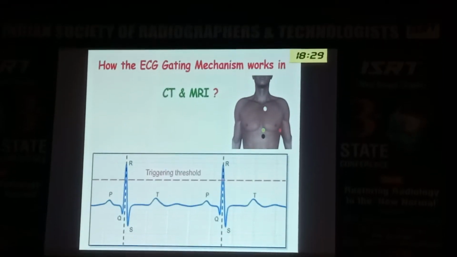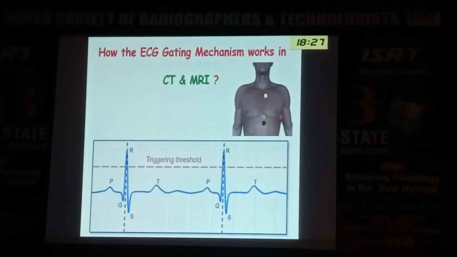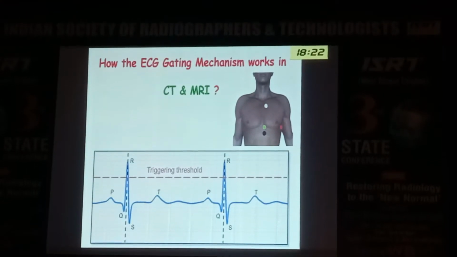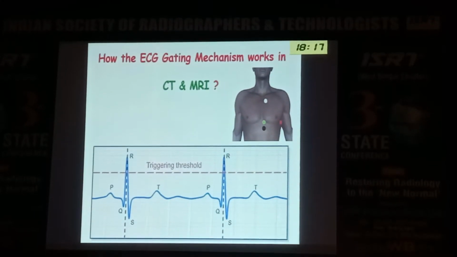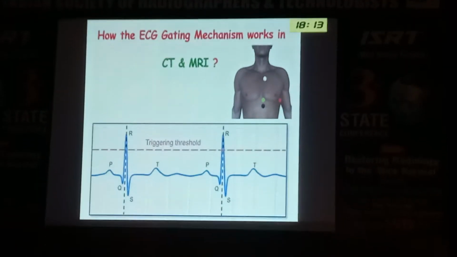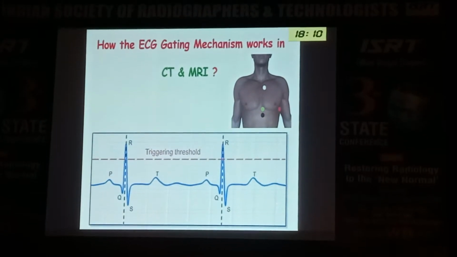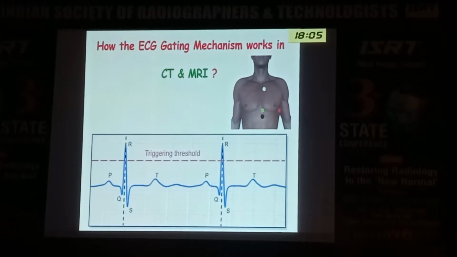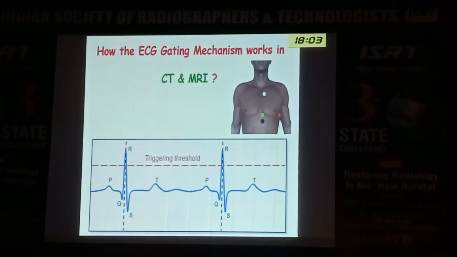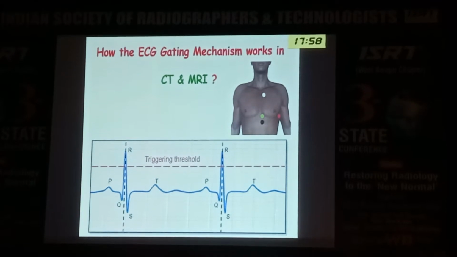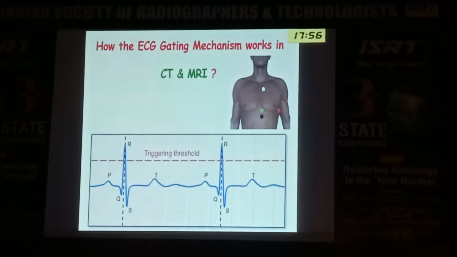How the ECG gating mechanism works in CT and MRI. So the idea of this 20-minute talk is to highlight how we actually capture the data of a moving system, an organ. Some of you might be working in CT, doing cardiac CT. Some of you might be working in MRI, doing cardiac MR. So how to capture that? Not only that, we also have respiratory movement. Then how to capture the data with bowel movements. All these things I'm going to cover in 20 minutes.